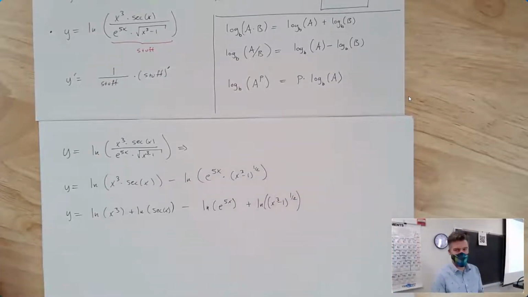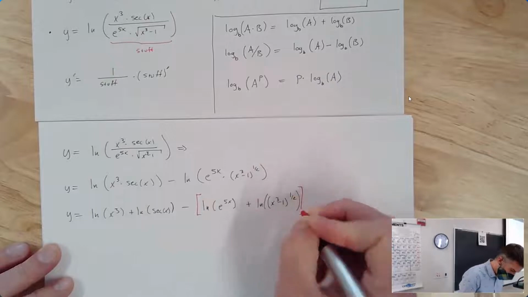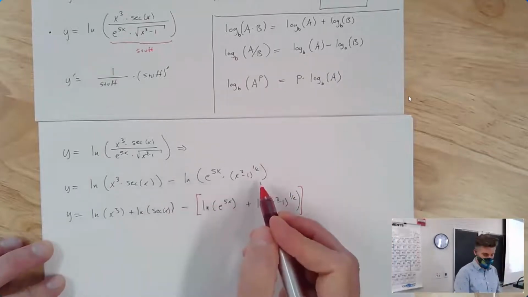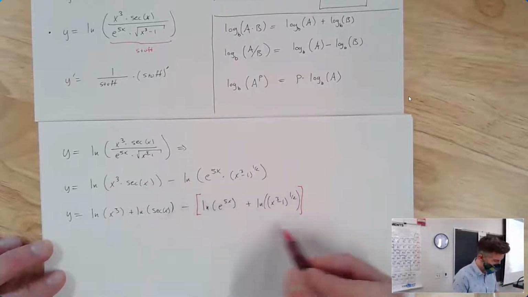And what's the mistake I've made? What did I forget to put in? Yeah. Put the parentheses on the right side. Exactly. I need parentheses around this because I need minus the natural log of all that stuff. And the natural log of all that stuff is natural log of this plus natural log of this. I need to subtract all of that.